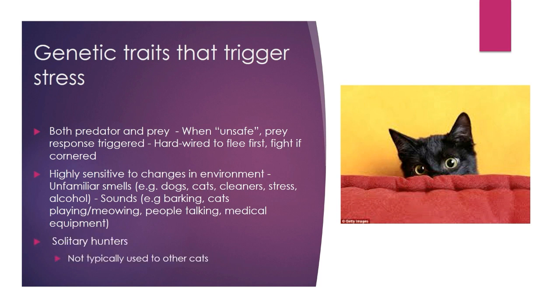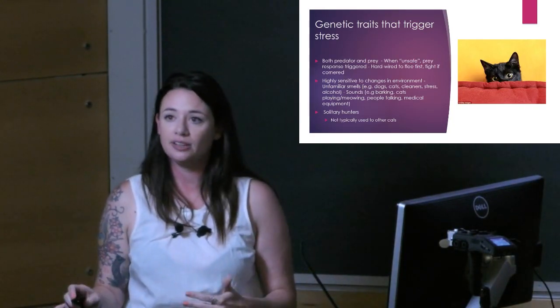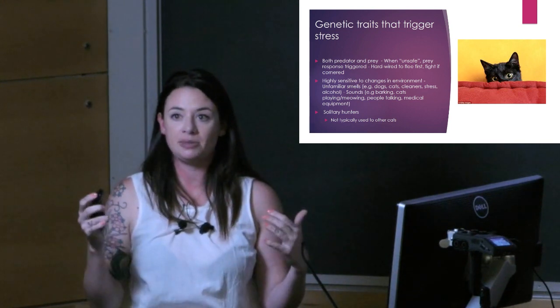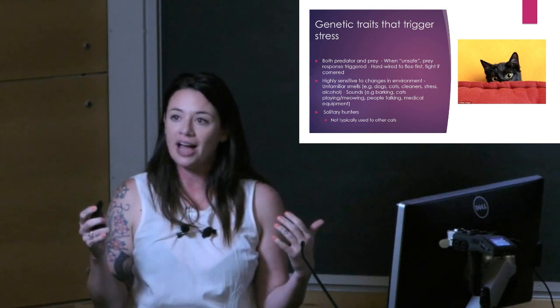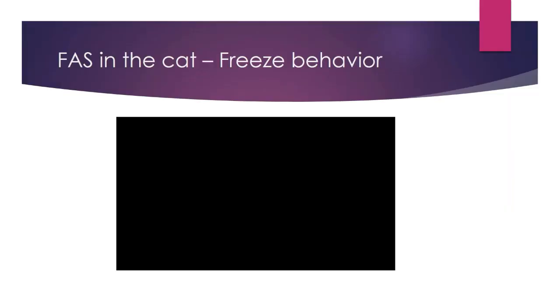And again, they're solitary hunters. They're not used to other cats. So especially even if you have separated wards, which is great to have a canine ward and a feline ward, cats are still going to be stimulated by the other cats and their pheromones in the wards. So this is an example of freeze behavior in a cat.